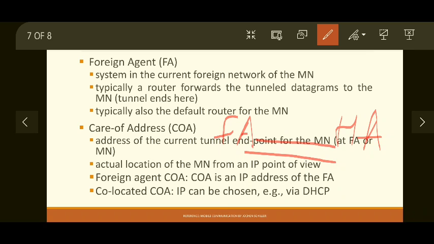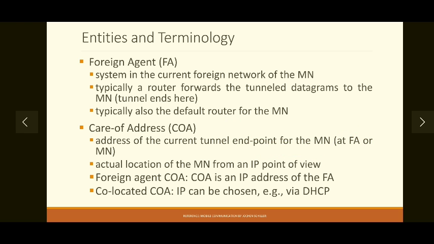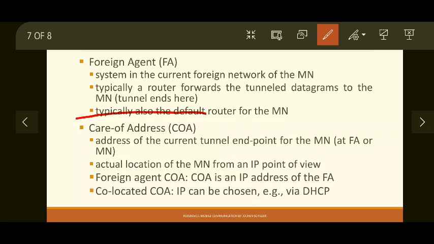Okay, foreign agent is typically a default router to the mobile node. It may also be implemented in the mobile node itself, but that is again avoided. Then the last term is care of address. We are well familiar with this term in English. When we are living in someone else's house and we want to receive certain mail, we use care of addresses. The same thing applies to mobile networks, or mobile IP also.